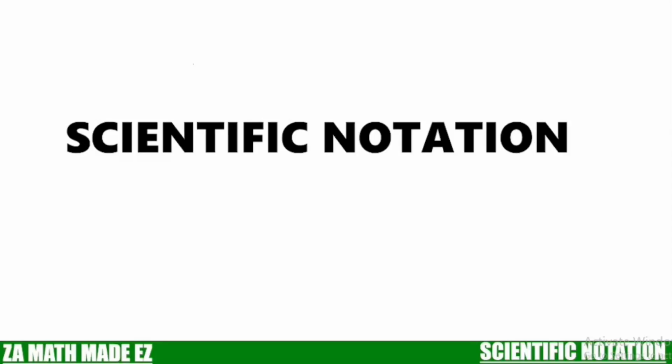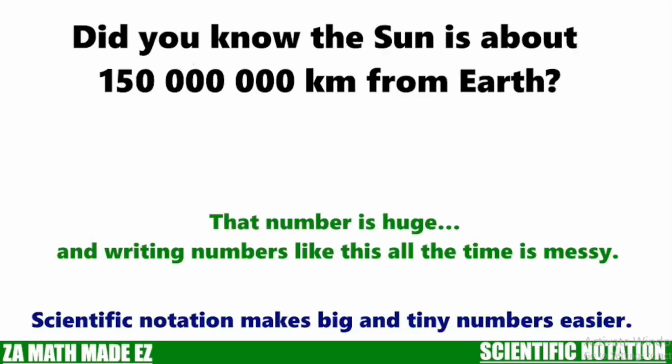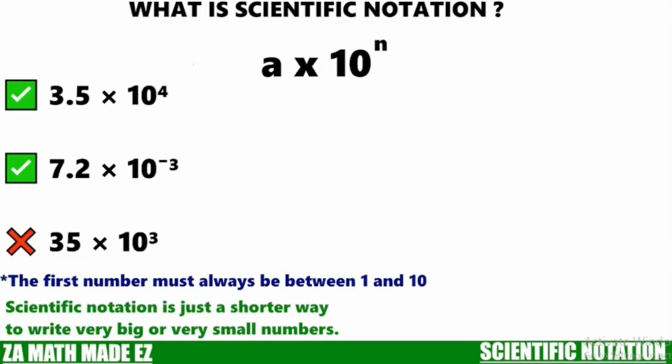Scientific notation. Did you know the sun is about 150 million kilometers from Earth? That number is huge, and writing numbers like this all the time is messy. Scientific notation makes big and tiny numbers easier to read. Now, what is scientific notation?